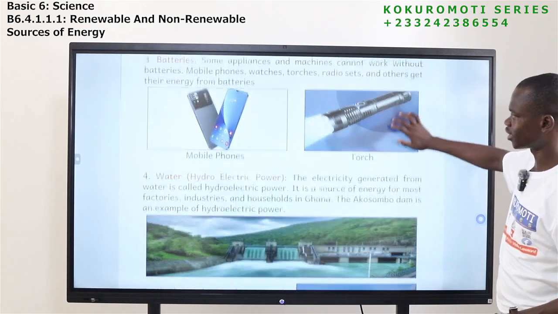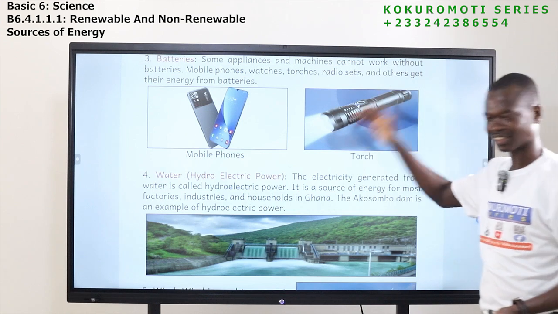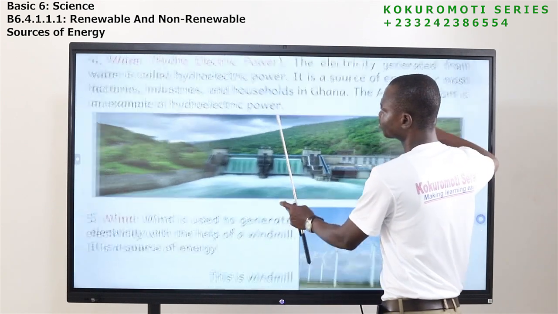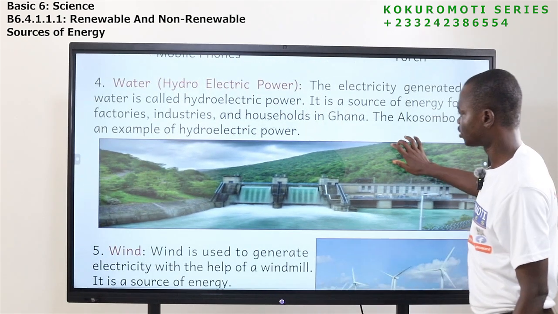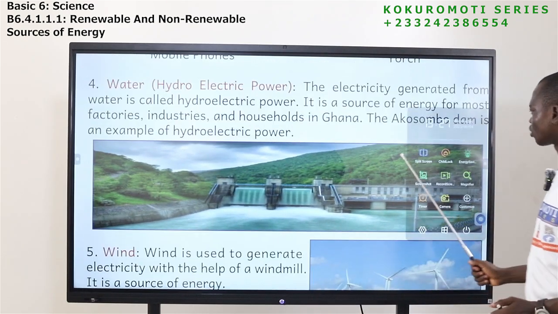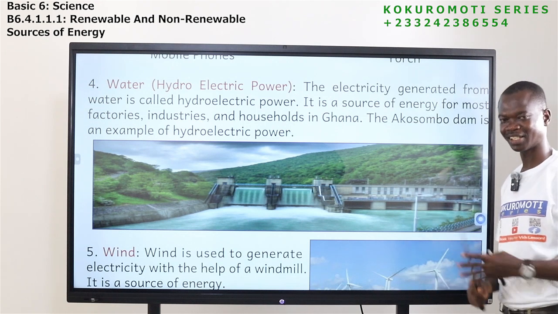We are looking at sources of energy. We've seen the first one, the second one, the third one. Now the fourth one, that is water. So let's look at this picture. Have you gone to Akosombo Dam before? Do you know the place?